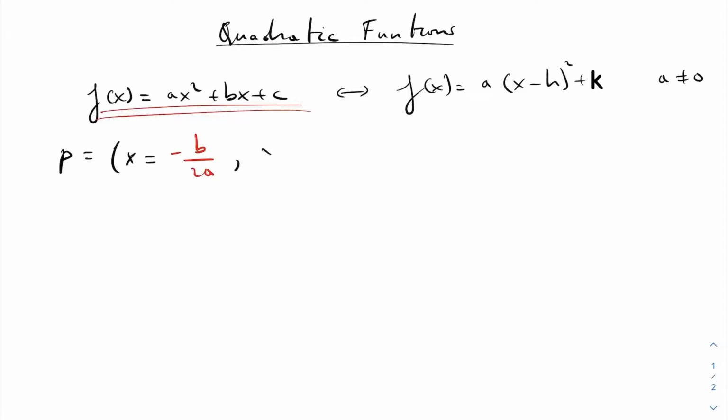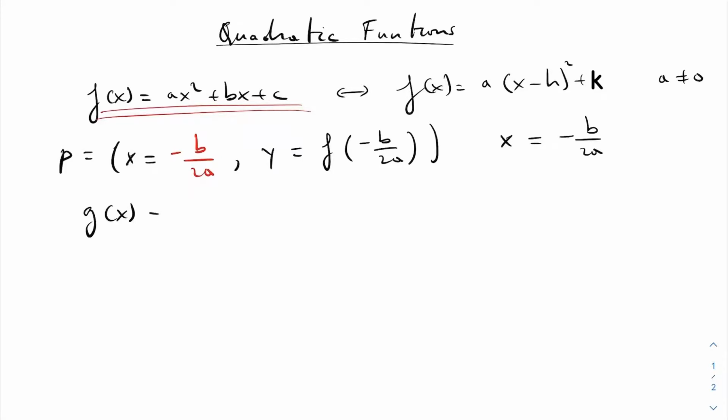And so since your x value is equal to that, your y value is simply going to be f of -b over 2a. And as usual, your axis of symmetry here is going to be x equals -b over 2a, because the axis of symmetry is always going to be just x equal to the value of the x coordinate of the vertex. Okay, so let's see an example here.